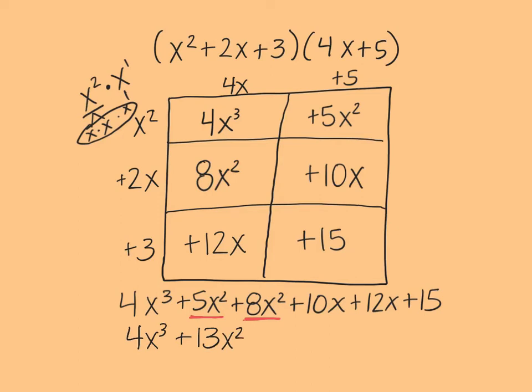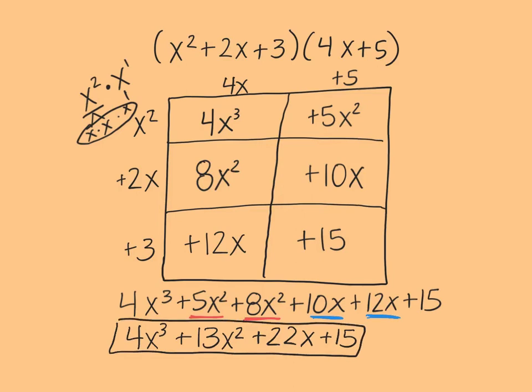Next up, we have an x and an x term that we can combine. We have 10 positive x's and 12 positive x's. So in total, we have 22 positive x's. And then lastly, the 15 is the only whole number with no x at all or other variable, so we'll just leave it like that. And this is the final answer to the multiplication problem.